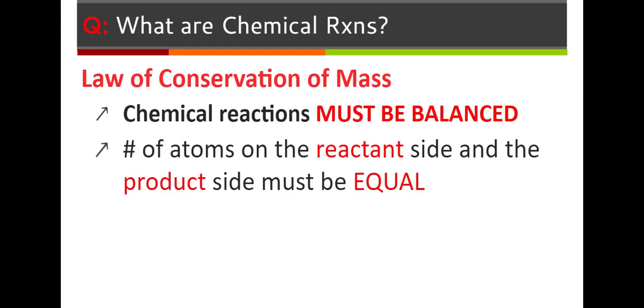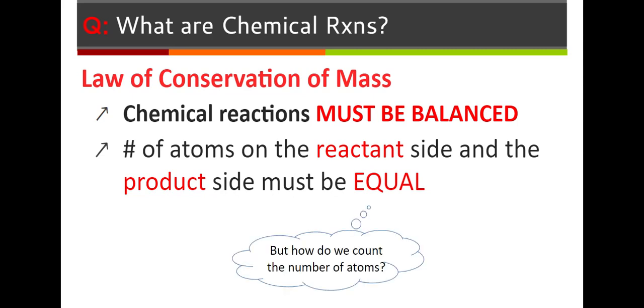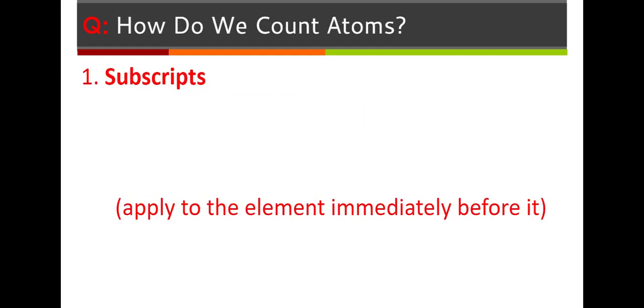Okay? So first of all, what even are chemical reactions? We remember what chemical reactions are because we just learned about them. But there's something that applies to all chemical reactions called the law of conservation of mass. And what that is, is that chemical reactions must be balanced, which means that the number of atoms on the reactant side and the product side must be equal. If I have 4 atoms of oxygen on the reactant side, I also have to have 4 atoms of oxygen on the product side. But how do I count how many atoms are on each side?